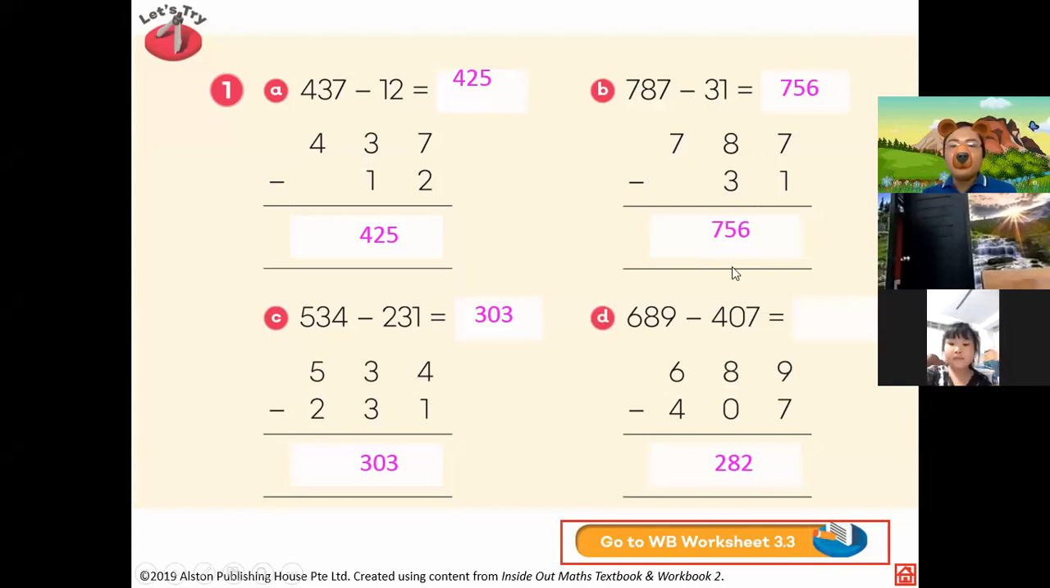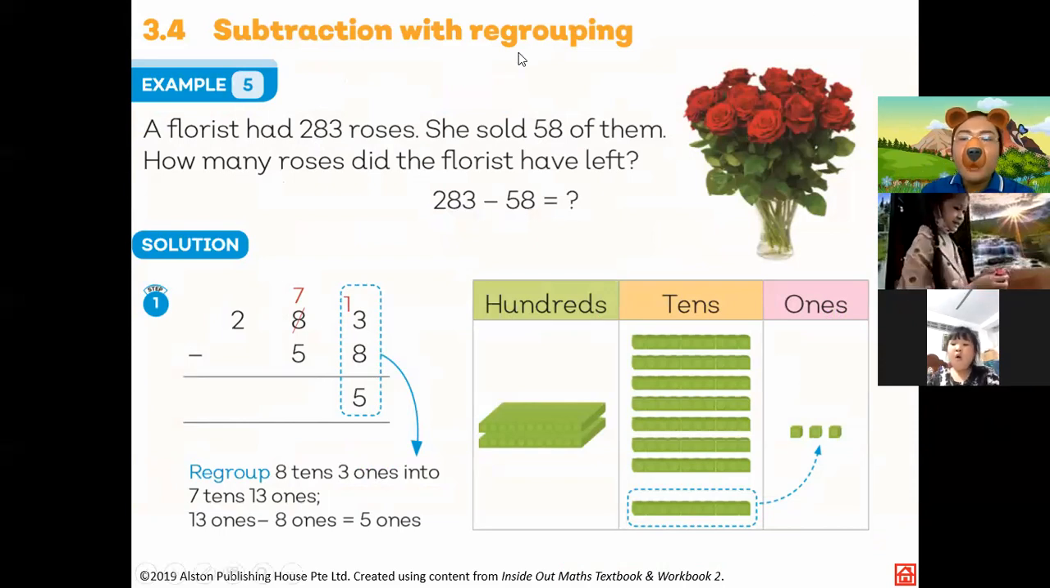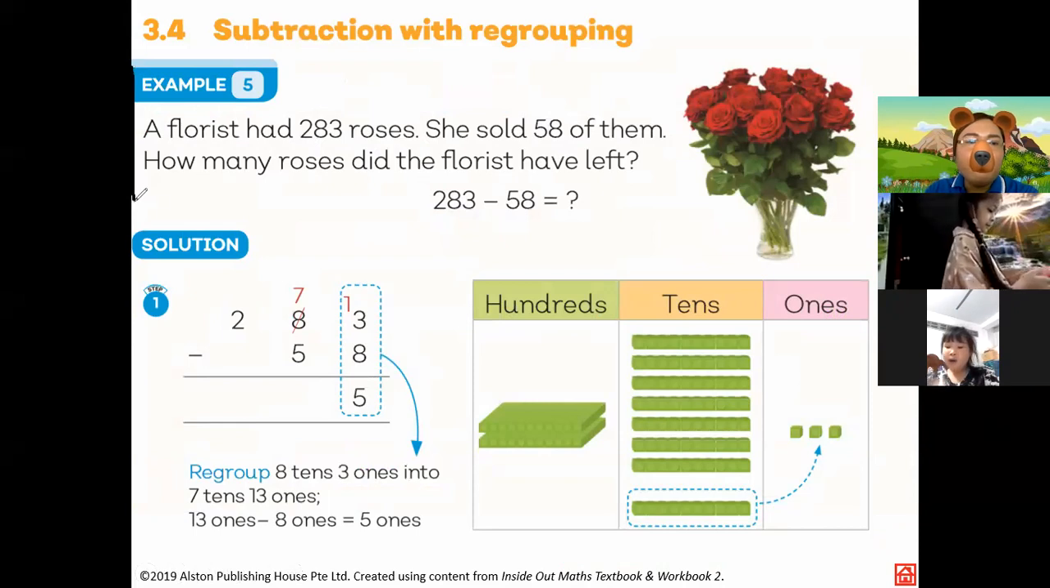Teacher, I'm done. Okay, now turn your book to page number 44. Subtraction with regrouping, page number 44. Okay, Kampi, can you read example number 5, please?